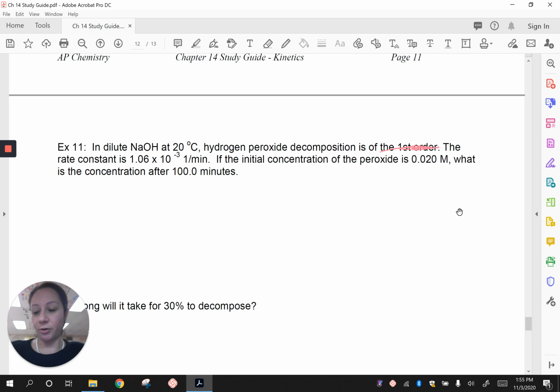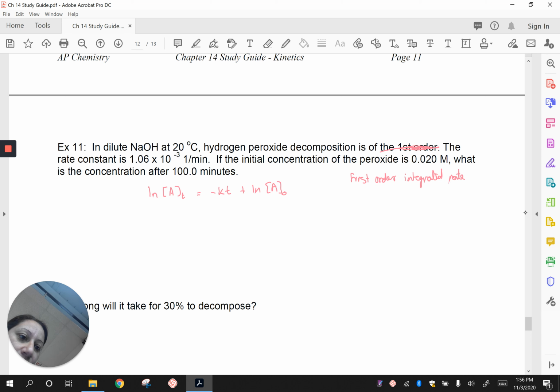And for first order, the integrated rate law is the one with the natural log. So let's write the equation down. Natural log of the concentration of A at a given time is equal to negative KT plus natural log of the initial concentration of A. This is the first order integrated rate law.